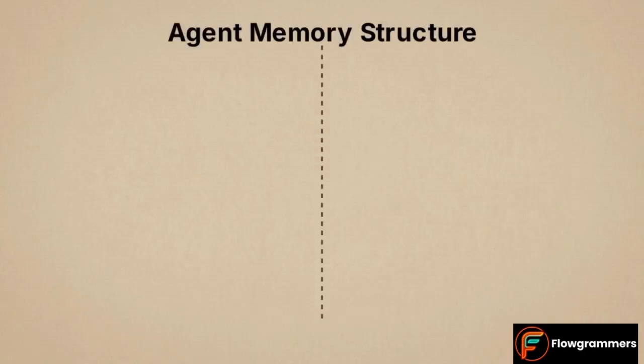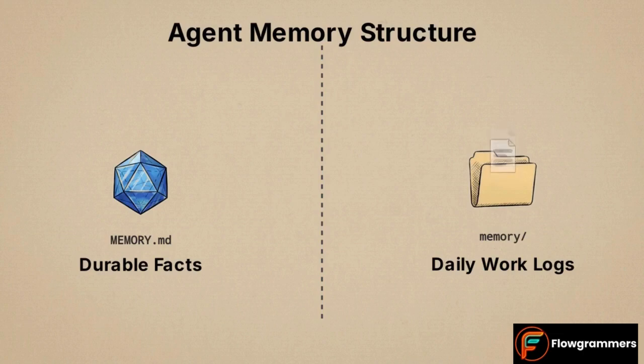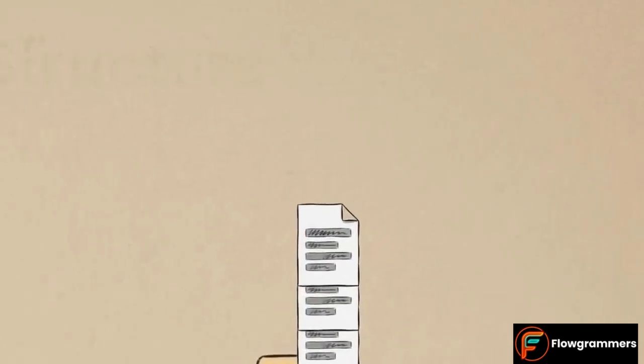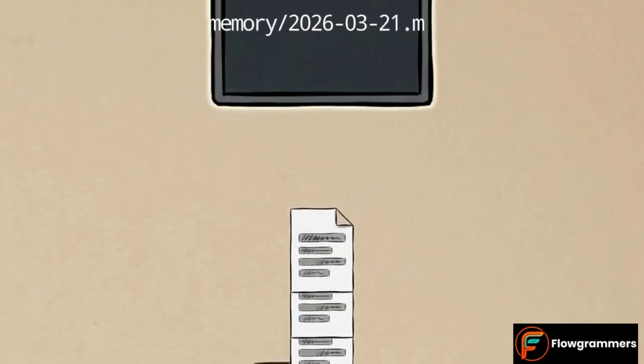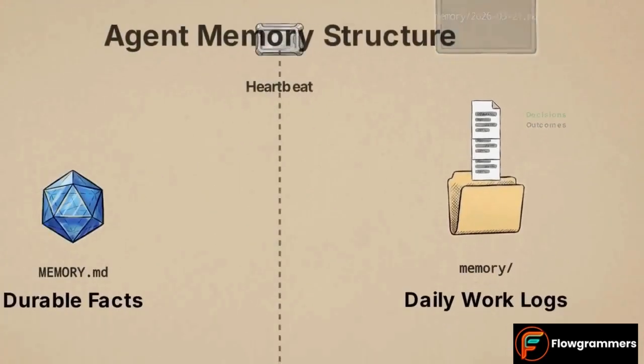This diagram shows how we structure the agent's memory. We use a 2-tier architecture. On one side, you have durable, long-term facts and rules. On the other, you have a chronological stack of daily work logs. Those daily work logs need to be strictly organized. Every log must go into the memory directory and be formatted exactly as year-month-day.md. This holds your daily decisions and outcomes.